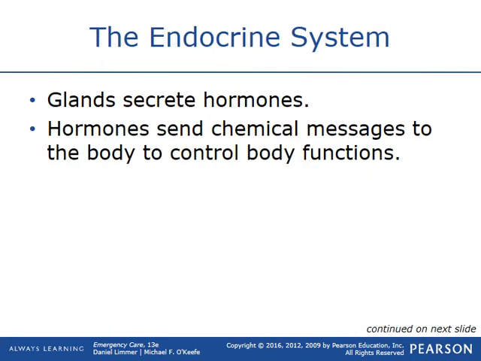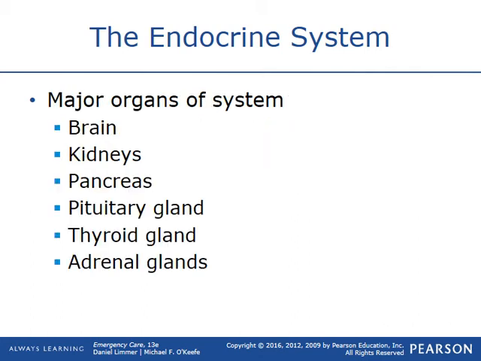The endocrine system secretes hormones through glands. These hormones send chemical messages to the body, and they control the bodily functions. Your major organs of the endocrine system are going to be the brain, the kidneys, the pancreas, the pituitary gland, the thyroid gland, and the adrenal glands.